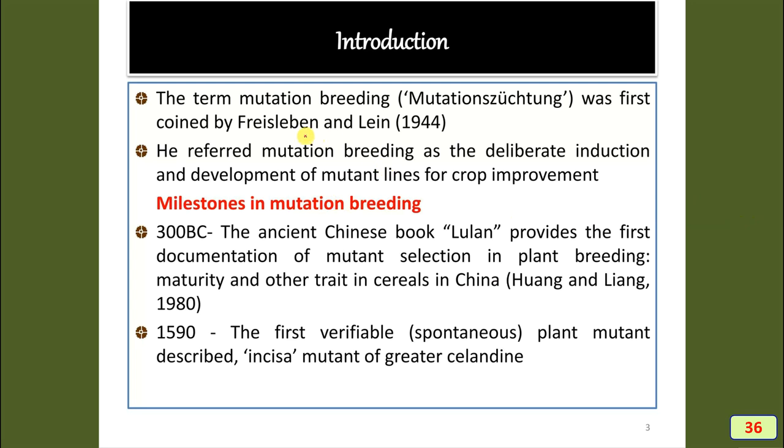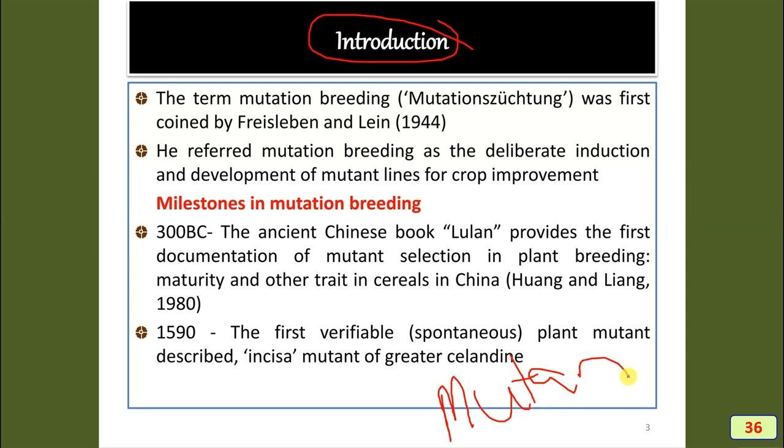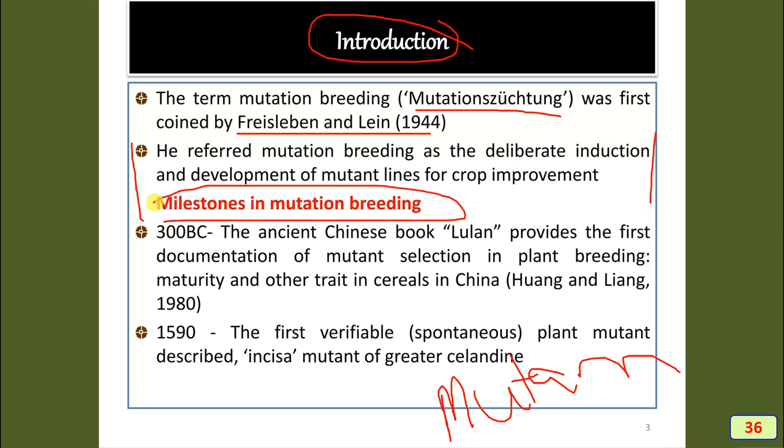So after crosses, we are going to another term, especially in genetics, which is mutation. So what is a mutation? It's a change in the genes, an abrupt change in the genes. The term mutation breeding was first coined by Freisleben and Lein in 1944. They referred to mutation breeding as the deliberate introduction and development of mutants for crop production, and it is a milestone in breeding.